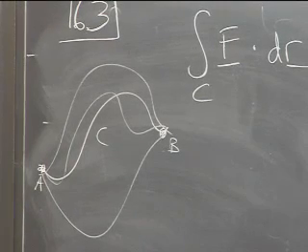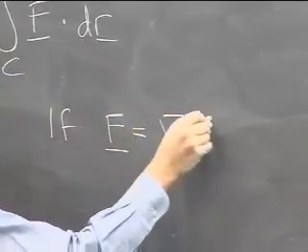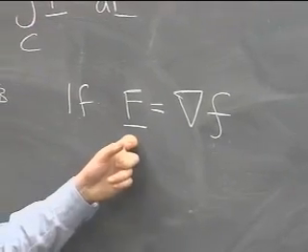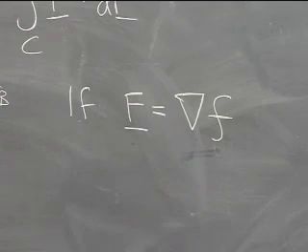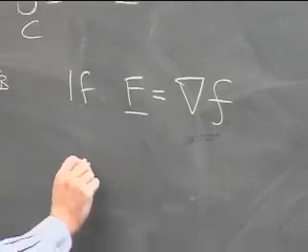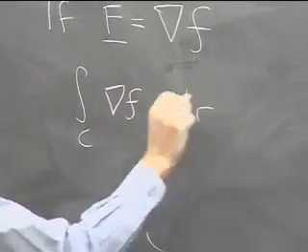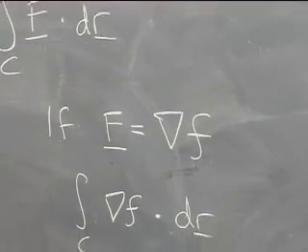Okay, but sometimes it doesn't matter. So suppose F happens to be the gradient vector field of some function little f. And remember, when I first showed you vector fields, I said a very important example is the gradient vector field of a scalar function. So if that's true, then the integral looks like this.